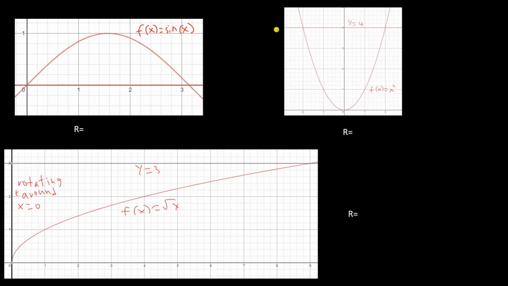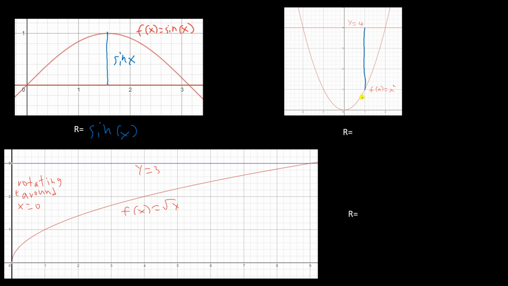So the most challenging part of these problems is identifying the correct radius. So let's practice that. In this first example, the distance between the x-axis and the graph is just sine of x. So that's going to be the radius, sine of x. On the right graph, we're rotating around y equals 4. So this distance is what we want.